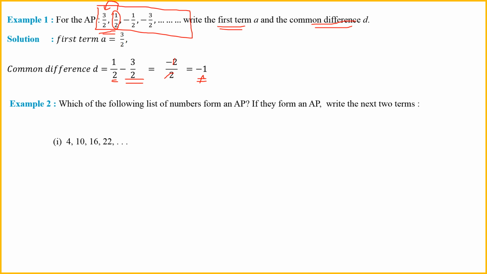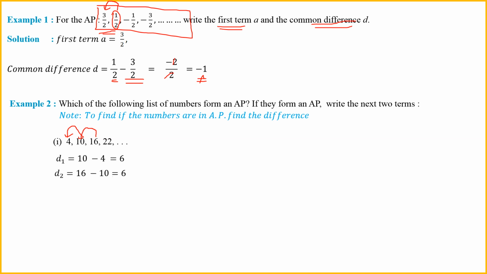Yes, you are right. Take any term. I chose 10 and subtract the previous number, that is 4. 10 minus 4 gives 6. Then I take 16 and subtract the previous number, 10. 16 minus 10 gives me again 6. Let me try with the third one also. Take 22, subtract 16, which equals 6. Since the common differences are equal, we conclude that the given list is in arithmetic progression. It is in the pattern. Let's move on to the next question.